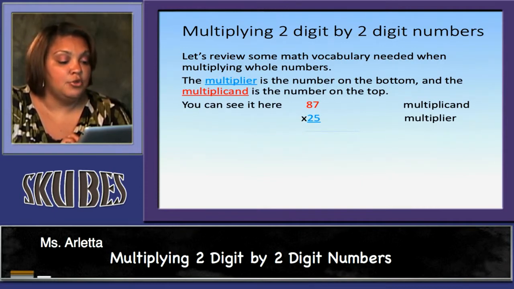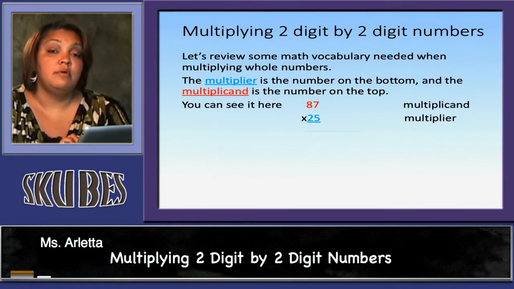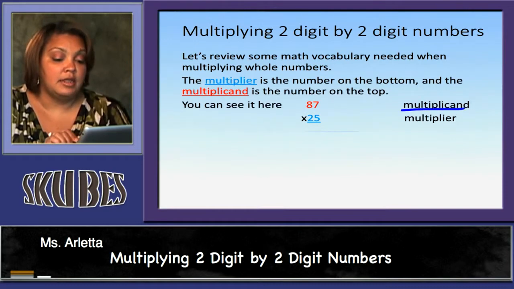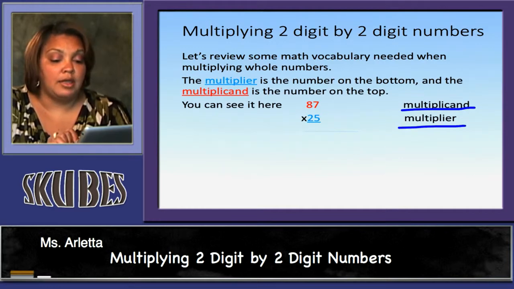As you can see here, you have 87 times 25. Well, the top number has a name. The name of it is the multiplicand. The bottom number has a name as well, and its name is multiplier. So the multiplier of 25 is being multiplied by the multiplicand of 87.